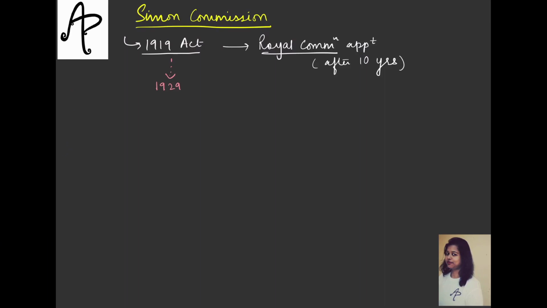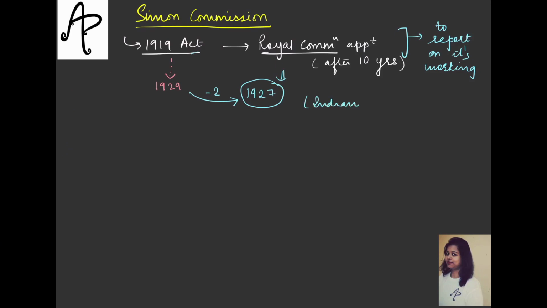Okay, and what would be the purpose? To report on its working, the working of the provisions related to the 1919 Act. But the government appointed that commission in 1927 itself. Okay, so 2 years earlier, that is why I have written -2. 2 years earlier they appointed it. Ab yahan pe this commission, which was also known as the Indian Statutory Commission, submitted the report in 1930.